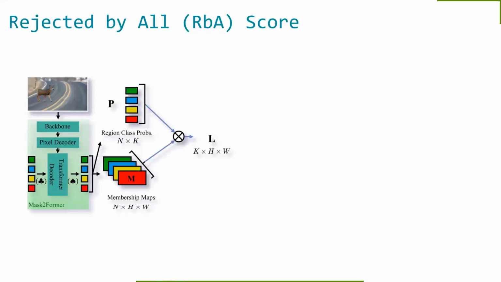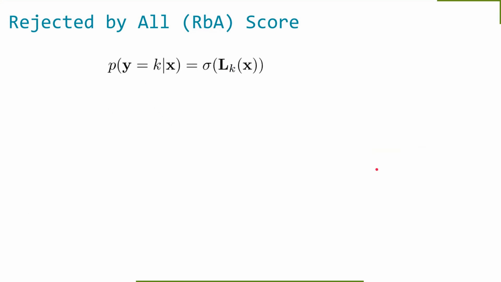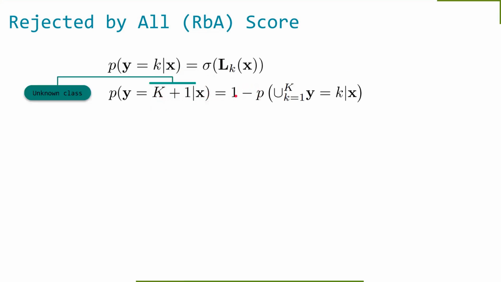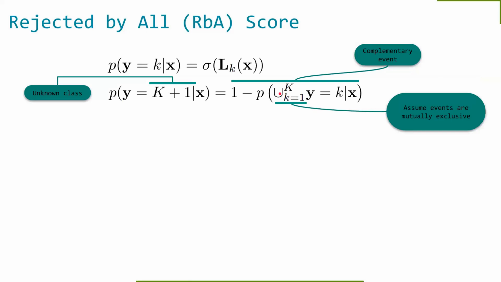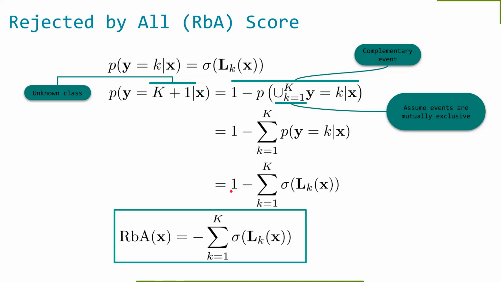The score can be computed as follows. After we take the output logits from the Mask2Former model, we can apply some normalization to make the probability of a certain class between 0 and 1. And then basically we define the event of being an outlier as belonging to the class K plus 1, as the complementary event to belonging to the known classes. And by assuming the mutual exclusiveness of the events, we can basically turn this union into a sum. And therefore, by dropping this constant, we can obtain our RbA score as follows.